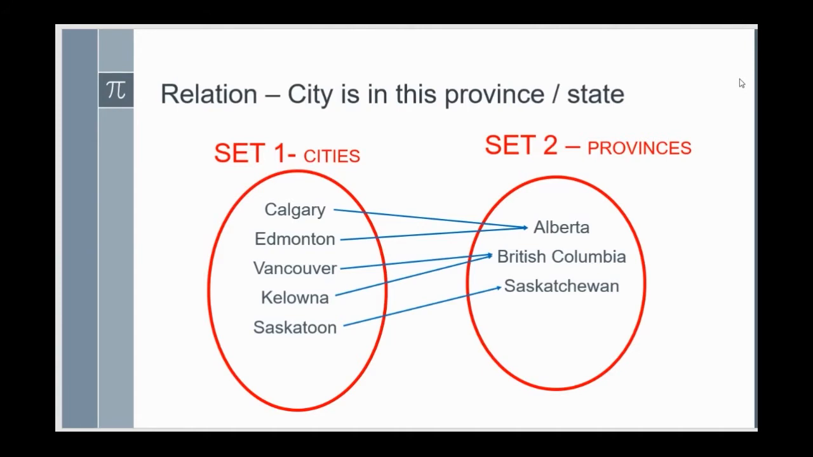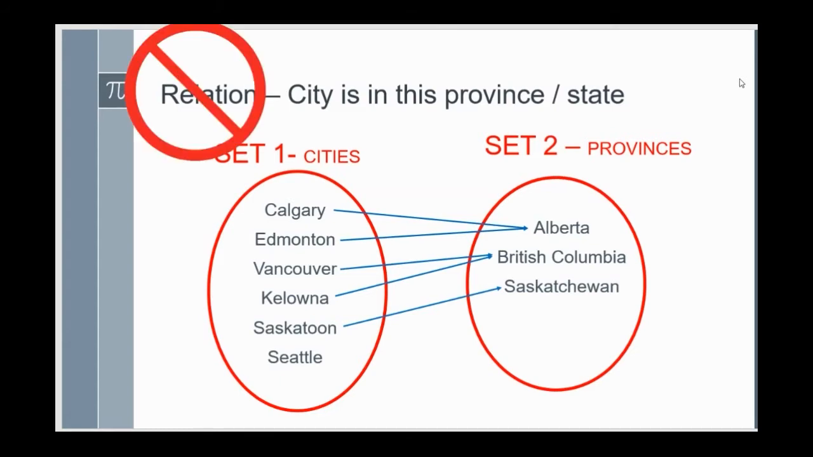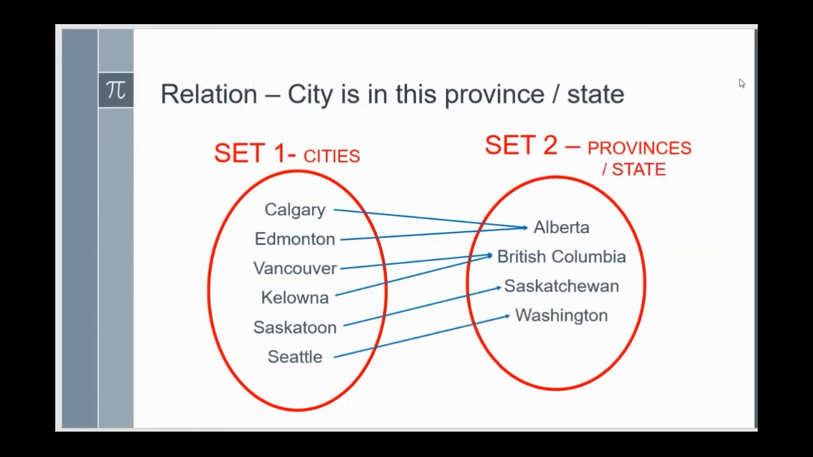Now, if we were to add in another city, like Seattle, we get into a little problem here because Seattle does not have a province. It's in the United States, it's got a state, but it's not in a province. So this is no longer a relation. Every item in set one must have a relation to set two. Now, we could fix this. We could change this slightly to say provinces or states. We can add Washington. Now it's a relation again.